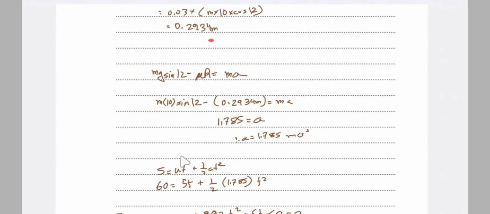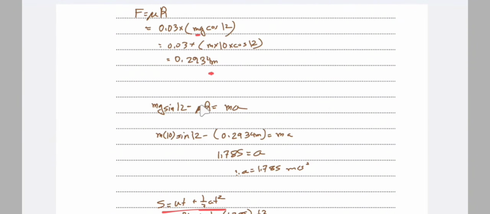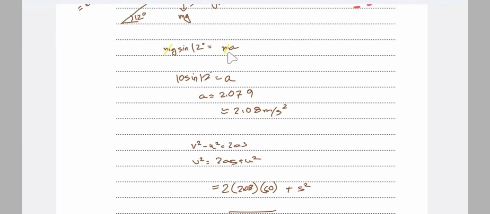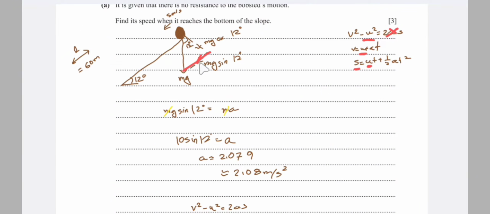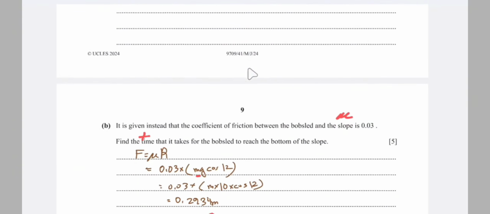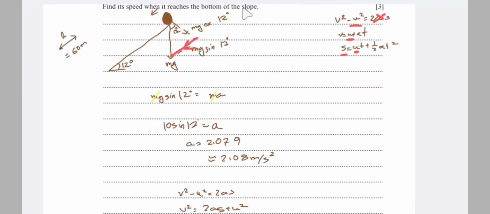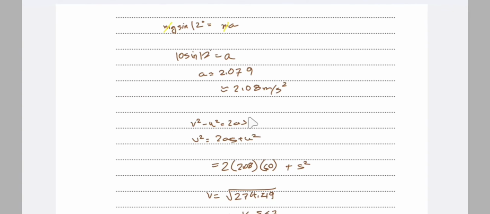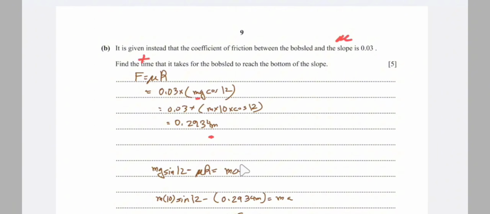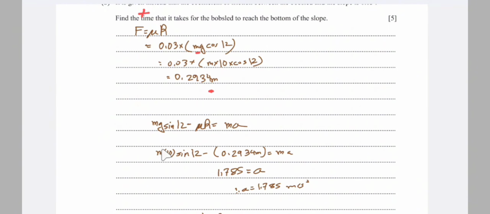So we need to use this equation, and first of all we need to find the acceleration, that is the forward force minus the backward force is equal to mass into acceleration. So what is the value of forward force? The forward force is in the forward direction, that is mg sin 12, minus the resistive force. So mg sin 12 minus mu R, that is the resistive force that is acting backwards, is equal to mass into acceleration. So mass and mass cancel, and the acceleration comes to be 1.785 meters per second squared.